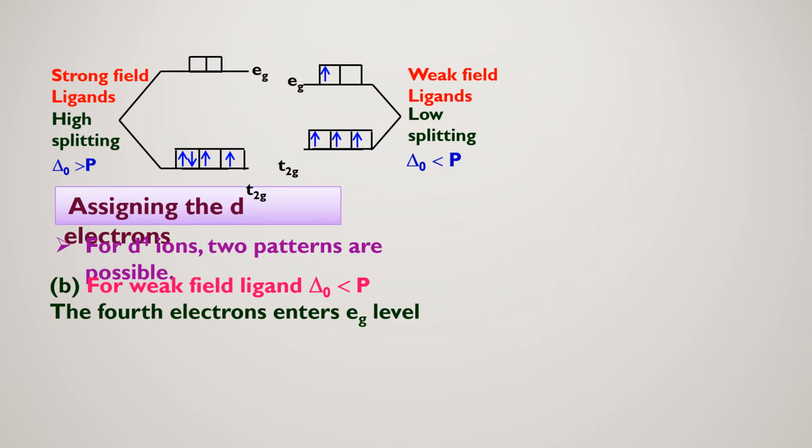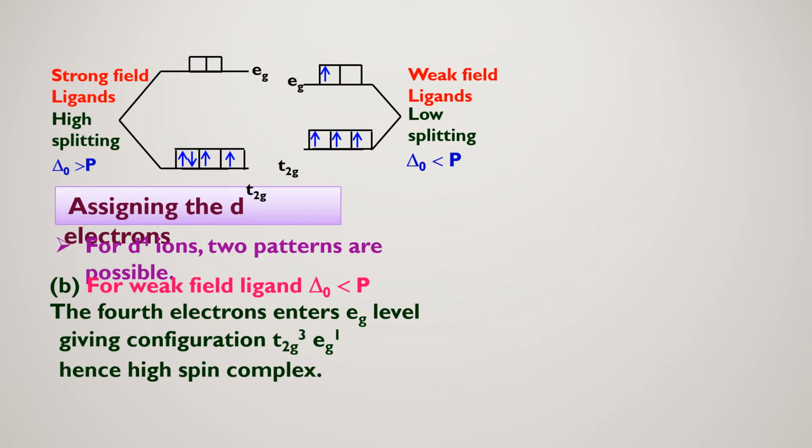You can see, it gives t2g three electrons, eg one electron. When it is a weak field ligand, that will be low splitting, hence a high spin complex. So weak field, high spin; strong field, low spin. If a strong field ligand is there, low spin complex. Weak field is there, high spin complex.